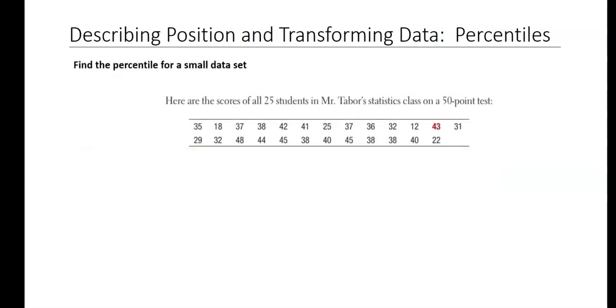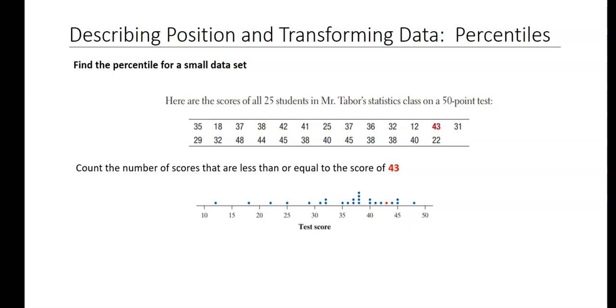Here are 25 scores on a 50-point test. There's a score of 43. Wow, one person got a 12. It's rough. Okay, so 43. Where does that rank here? Count the number of scores that are less than or equal to 43. It'd be nice if we had a dot plot; that would make it much easier.